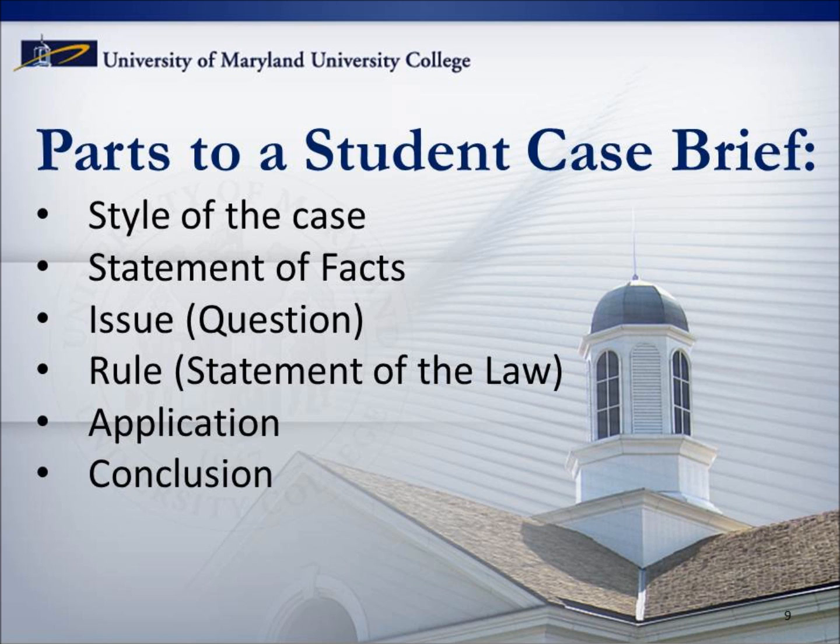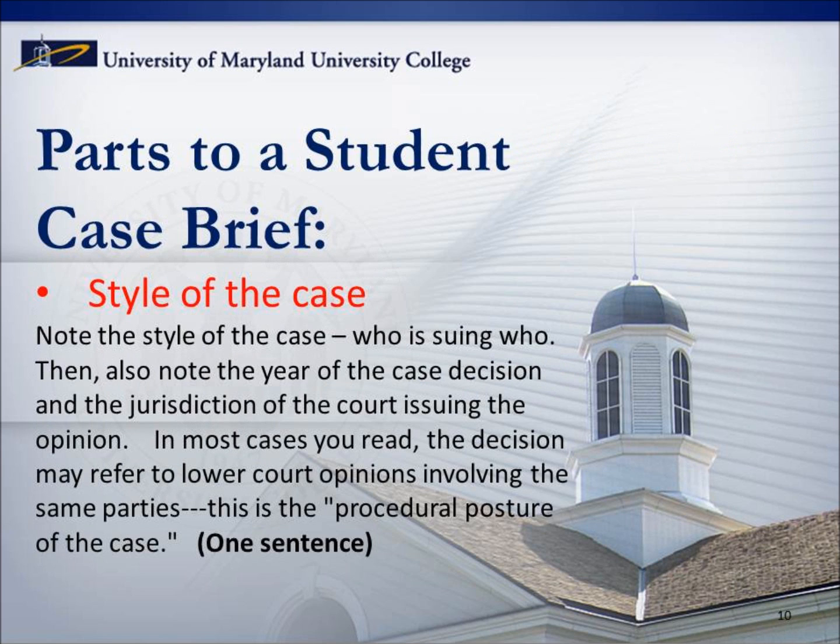So these are the parts to a student case brief. First comes the style of the case. This is the title of the case. When you read cases, you have so-and-so versus so-and-so. And then, comma, lots of initials and numbers. Those initials and numbers mean things. That tells the reader where to find the case in a law library or in an online resource. It also reflects the jurisdiction as well as the year of the case decision. So the style of the case is the title of the case.